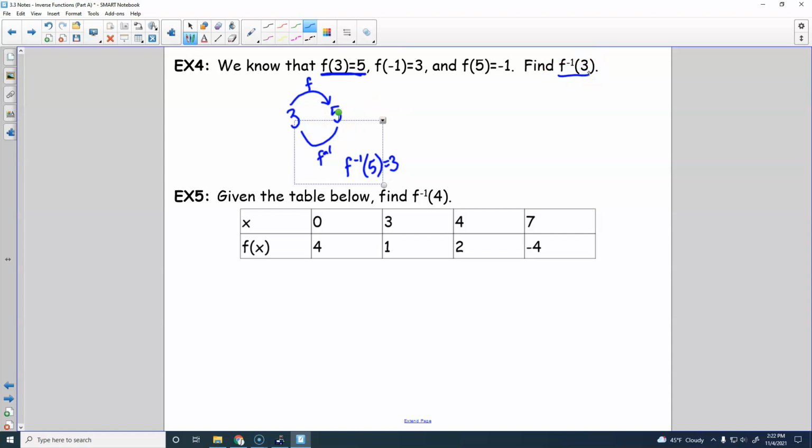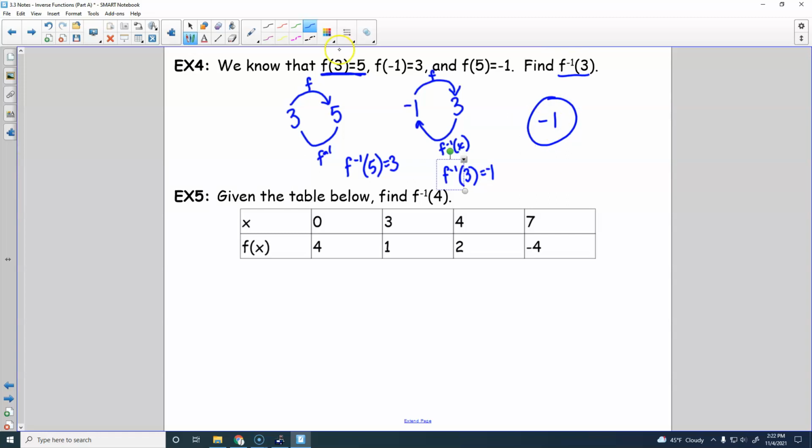All right. So this one would be -1 to 3, like that. So f inverse would take you backwards. All right. f inverse of 3 would equal -1. So -1 is the answer here.